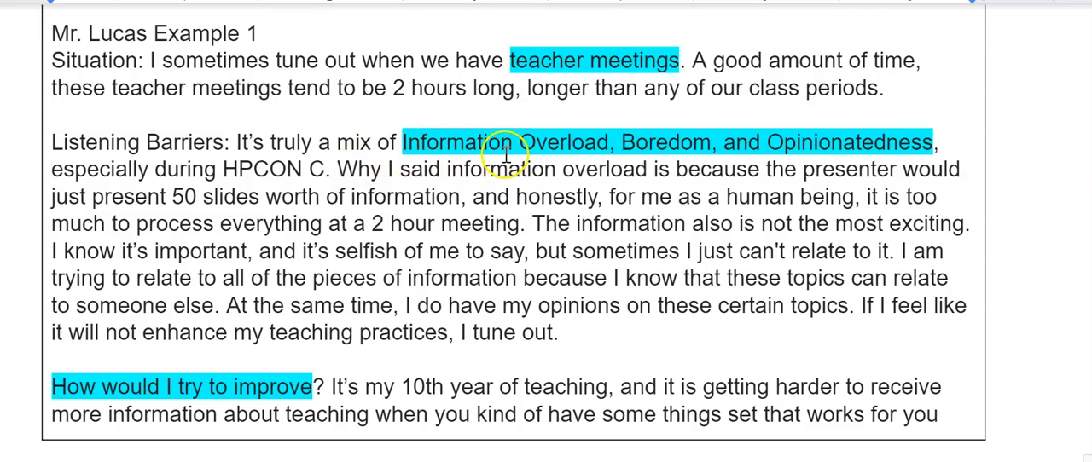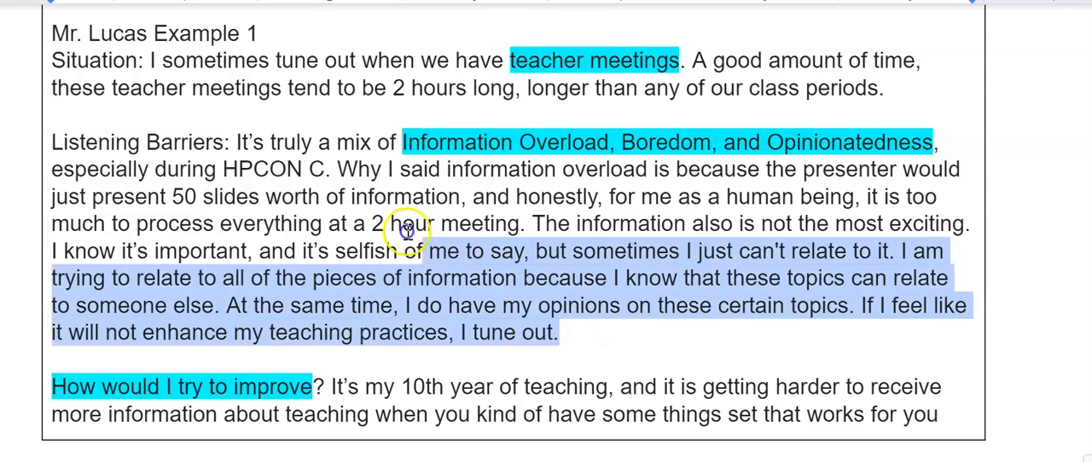It's truly a mix of information overload, boredom, and opinionatedness, especially during the meeting. Why I said information overload is because the presenter would just present 50 slides worth of information, and honestly, for me as a human being, it is too much to process everything at a 2-hour meeting. The information also is not the most exciting. I know it's important and it's selfish of me to say, but sometimes I just can't relate to it. I'm trying to relate to all of the pieces of information because I know that these topics can relate to someone else. At the same time though, I do have my opinions on these certain topics. If I feel like it will not enhance my teaching practices, I tune out.